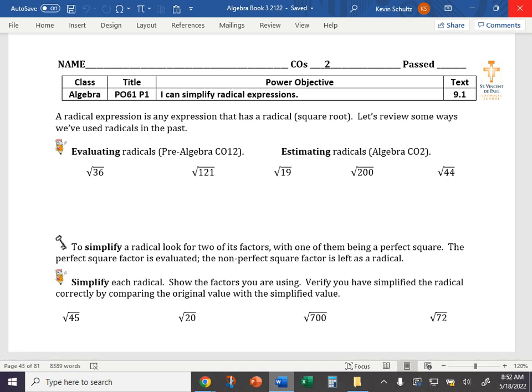We are starting off our final unit of the year with the big one. It's PO61, and there are 3 parts to it. Our last unit is all going to be about square roots and how square roots interact with each other. We're going to start by going back to when we first evaluated and estimated roots. You've done that before. Then we're going to get into simplifying roots, which is going to be new. From there, we launch into addition and subtraction with roots, multiplication and division with roots, and finally solving for a variable when you have a square root in an equation.